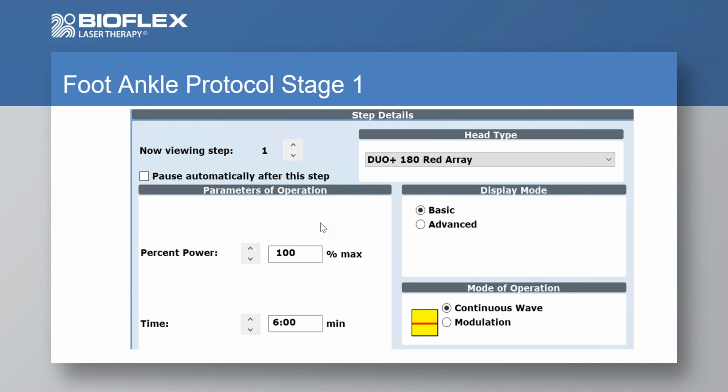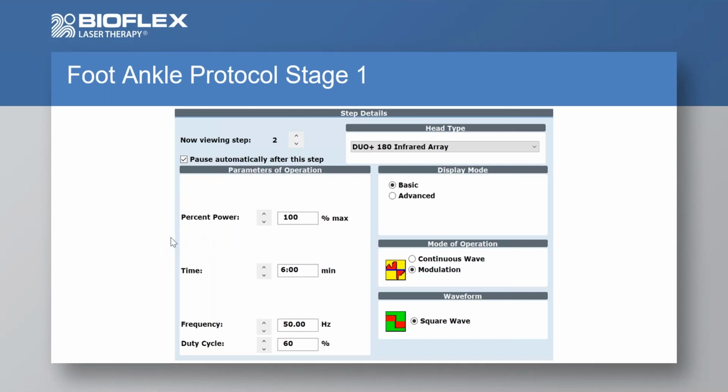Start with stage 1. The difference here is the time is a little bit less, 6 minutes. Now I will talk about altering the time a little bit depending on where you're treating. So 6 minutes of continuous wave red, and then the second step would be 6 minutes of the infrared dual array, set at a little bit higher frequency compared to the inflammatory protocol at 50 hertz, and a much higher duty cycle, which will give you a lot more energy at 60%.